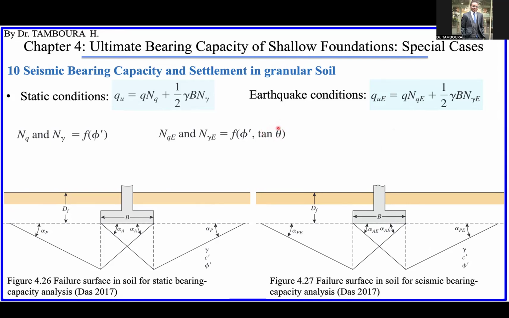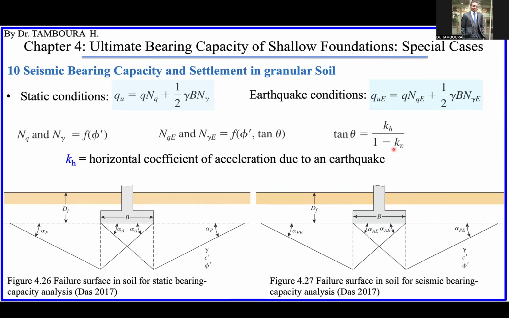What is tangent theta and what is theta? Okay, phi you know already, the soil frictional angle. But tangent theta is this, K_h and K_v. These are very important parameters in the case of earthquake. So what is K_h? What is K_v? Okay. K_h is the horizontal coefficient of acceleration due to the earthquake. If you don't understand what this means, don't worry, I will explain it very soon.